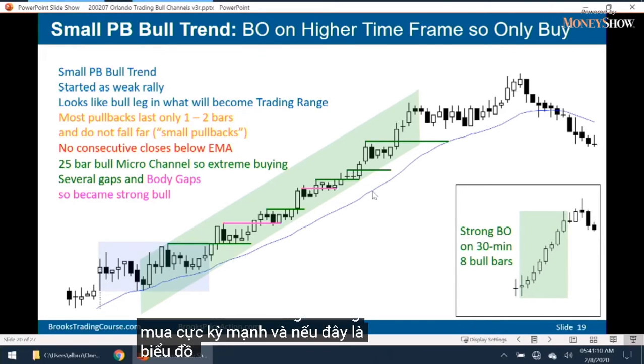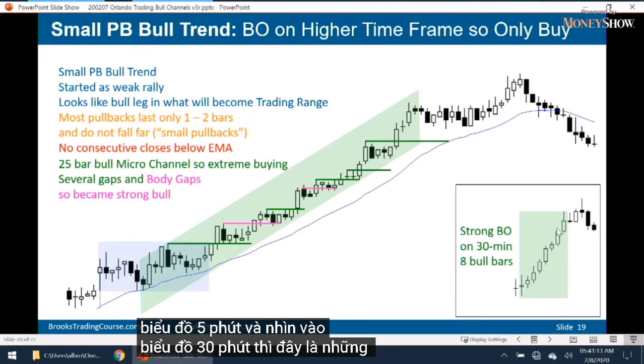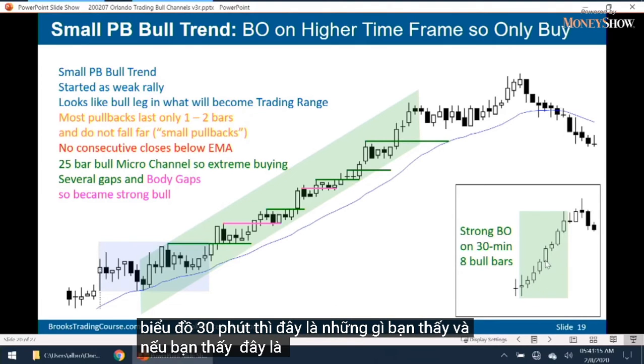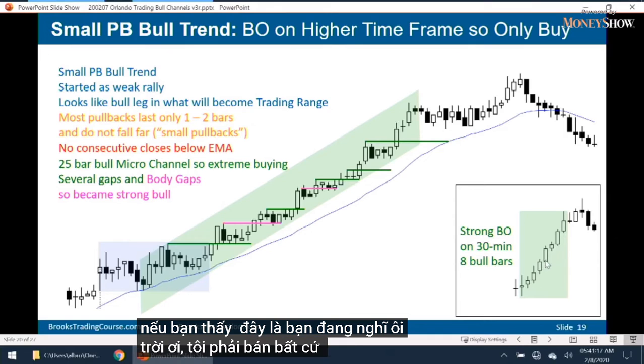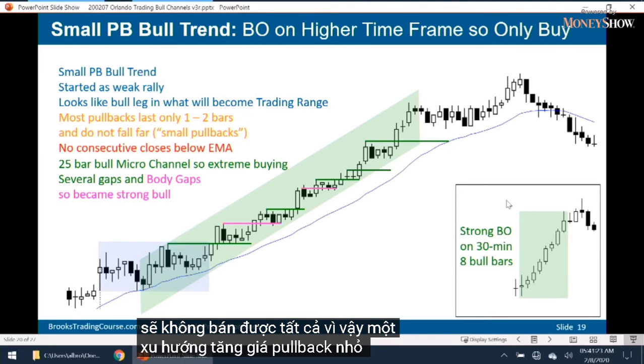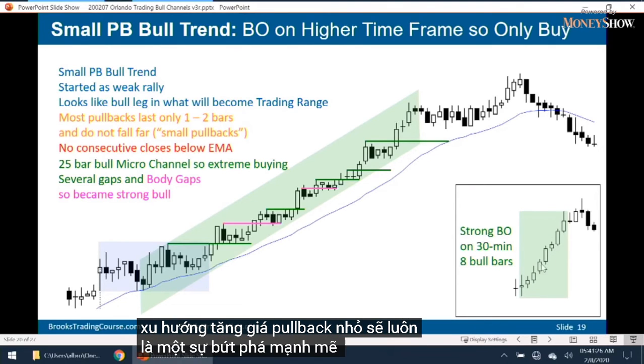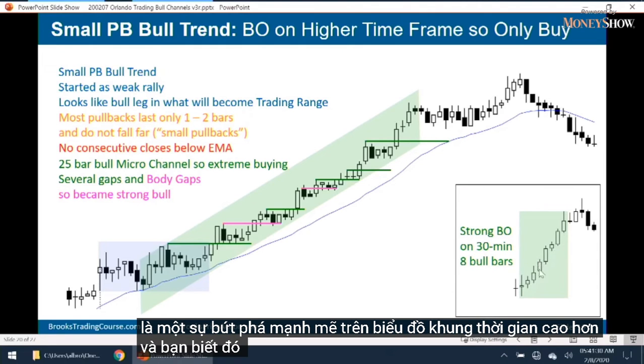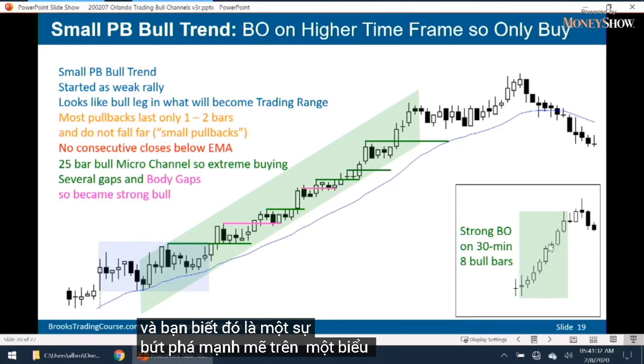And if this is a 5-minute chart and you look at the 30-minute chart, this is what you see. And if you see this, are you thinking, oh my gosh, I got to sell? And you're thinking, no, I'm not going to sell at all, right? So a small pullback bull trend is always going to be a strong breakout on a higher time frame chart. And you know it's a strong breakout on a higher time frame chart.